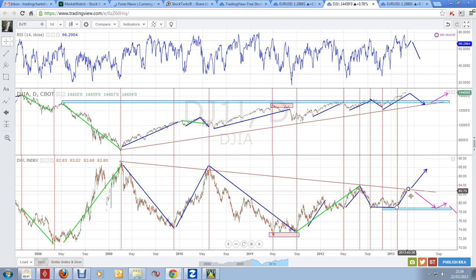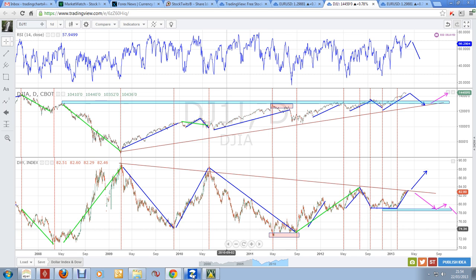Even if it doesn't come all the way down to here, it is ready to make a partial correction before going up. Okay, so that's a concept we are coming back to when we look at the equity market and dollar index. We'll look at both of them in a bit more detail and see if we can glean which way things are going.